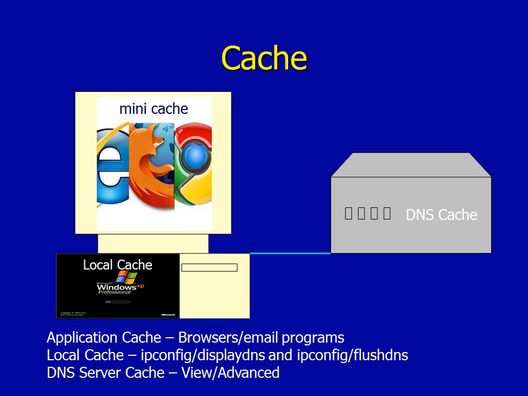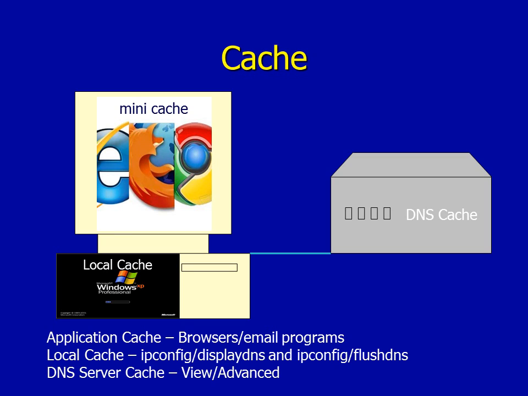So the cache works in a number of different ways. For the application, there is a cache which stores the FQDN to IP mappings. There's also a cache on the local operating system, and there's also a cache on your local DNS server and on the other DNS servers which are placed on the internet.